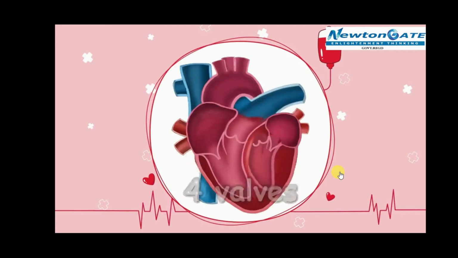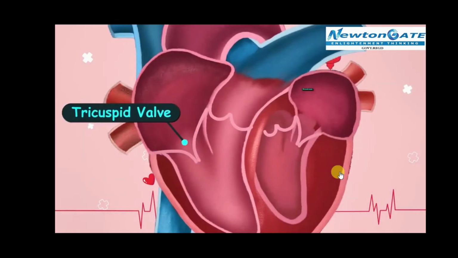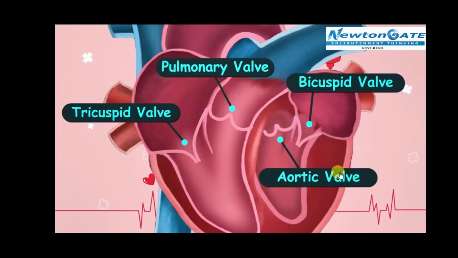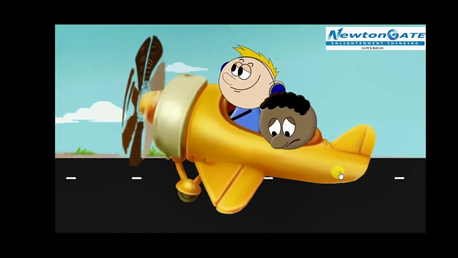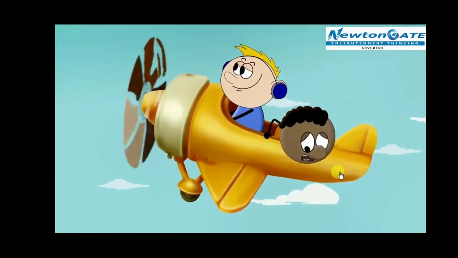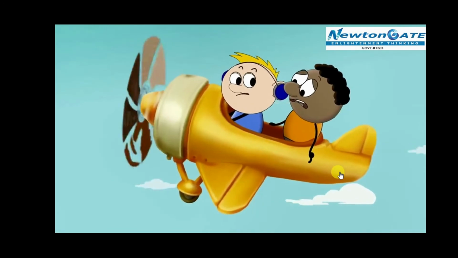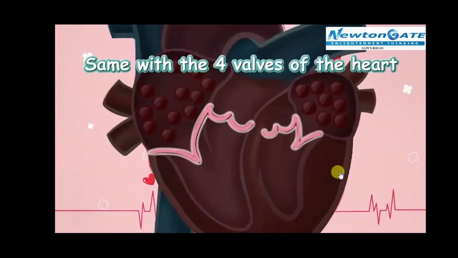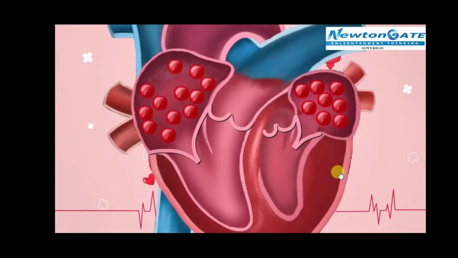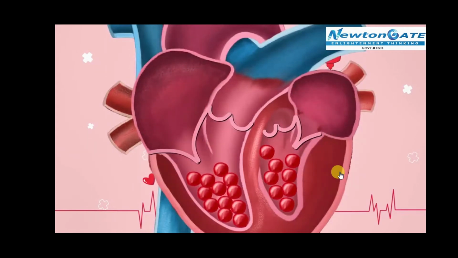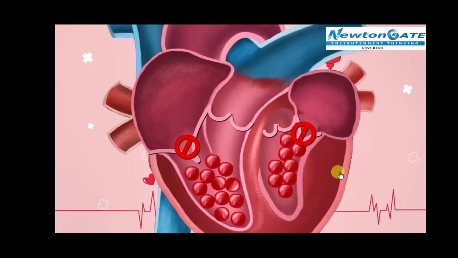Now comes the four valves: tricuspid valve, bicuspid valve, pulmonary valve, aortic valve. After riding a plane, just as you can't go down, in a similar way, valves prevent the backflow of the blood. See? After transferring it to the ventricle, it prevents the backflow of the blood.